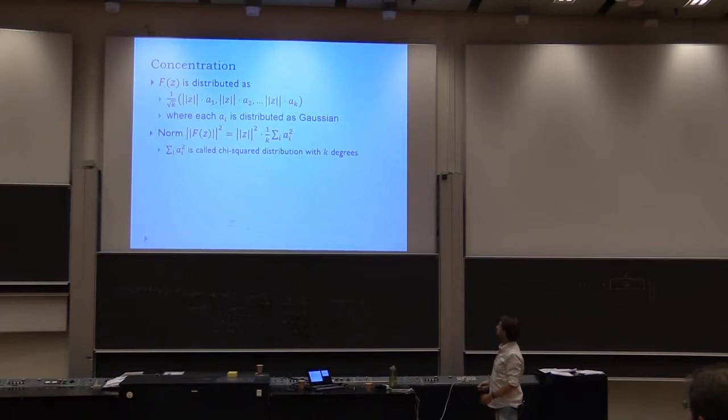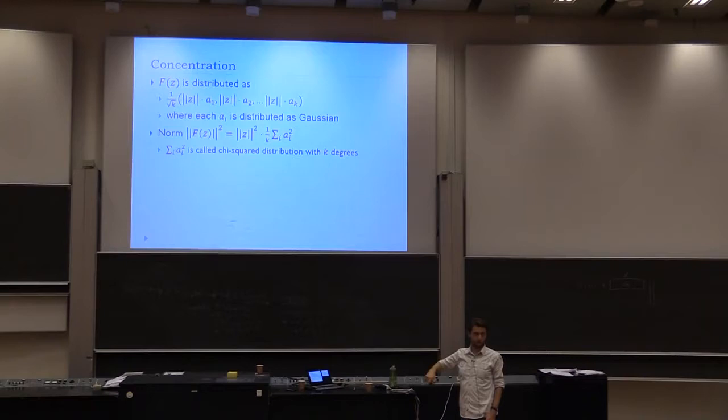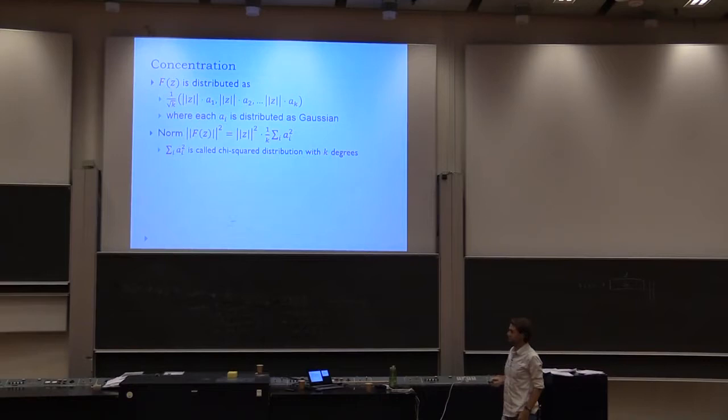And what we want to prove is that this concentrates around the norm of z squared, which essentially requires us to prove that this random variable concentrates around one with very good probability. This results in some kind of random variable. Note that it doesn't have any parameters, except for k. And so it actually has a name. Again, if you want to impress your friends with some fancy names, it's called the chi-square distribution with k degrees of freedom.